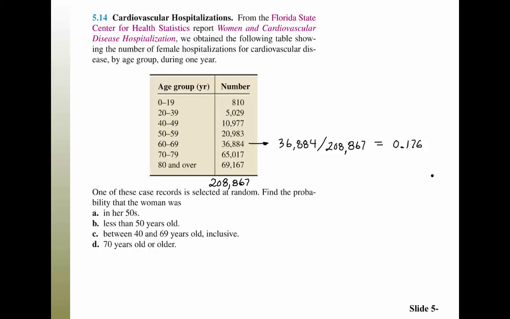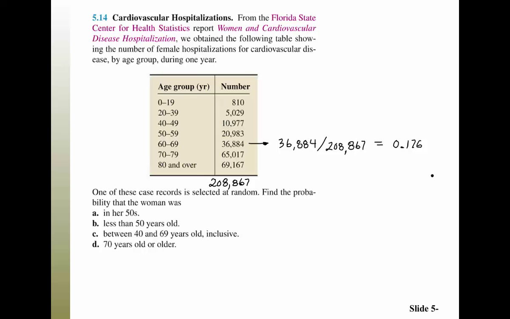So there are two ways to look at this, okay? As relative frequency, what are we saying? We're saying 17.6% of the whole group was in this age group. That's one way to say it. So that's relative frequency. 17.6% of all the patients, or of all the female hospitalizations for cardiovascular disease, were in this age group, 60 to 69.